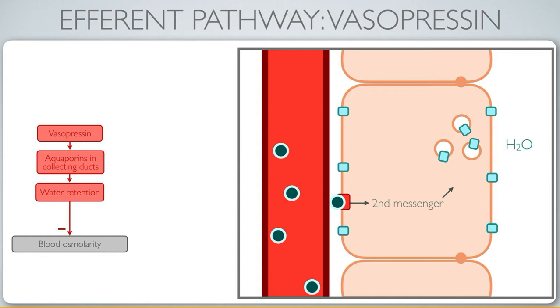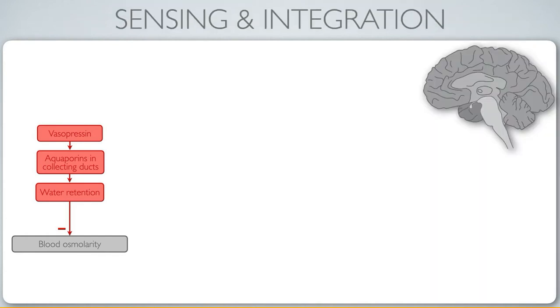Let's talk about sensing and integration. So here's where the central nervous system comes in. The hypothalamus, we've seen that the hypothalamus come up before, like in thermoregulation, for example. The hypothalamus plays a role here in the regulation, not just of water, but also salts that are in the bloodstream. And within the hypothalamus, there are osmoreceptors. These are neurons that are modified to respond to changes in blood osmolarity.